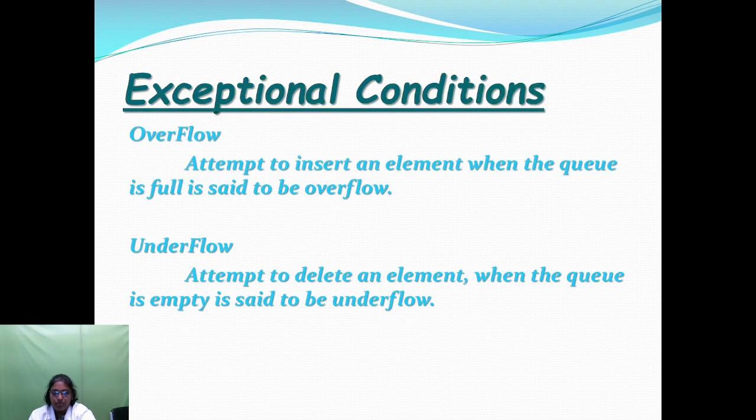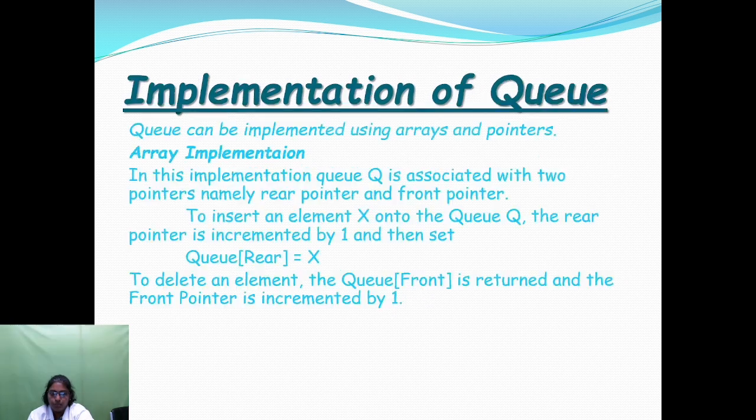Here also we have overflow and underflow. If the queue is full, it's overflow; if the queue is empty, it's underflow. Similar to stack, insertion and deletion give us two exception conditions. How are we going to implement it? Same as before, using arrays and pointers. Here there are two pointers, unlike the single top pointer in a stack: a rear pointer and a front pointer.